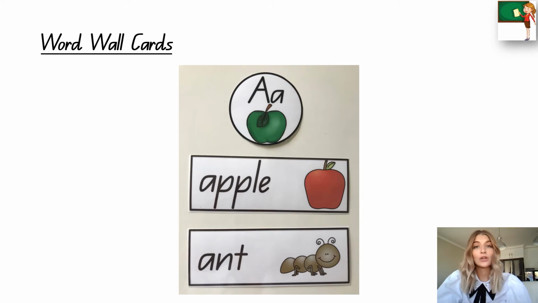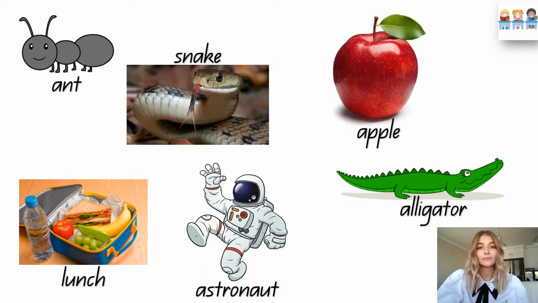So we've got some words here from our word wall that were in the classroom. So we've got the word apple. The first sound in the word apple is ah, and that's why there's the letter A to start that word. Let's look at the next one. Ant. The first sound in the word ant is ah, and that's why we write a letter A for the first one.